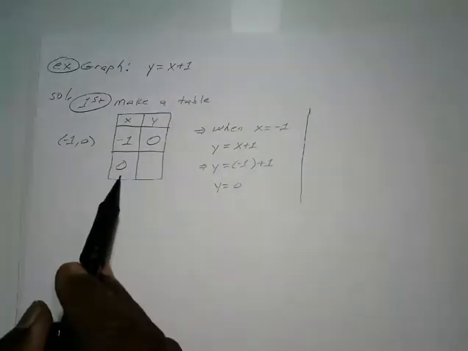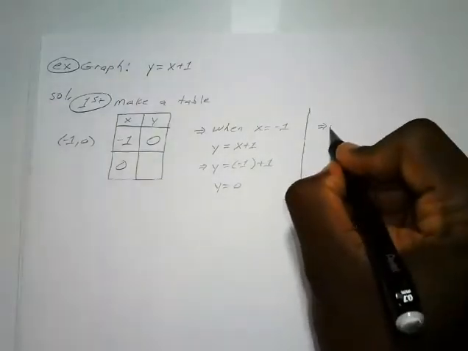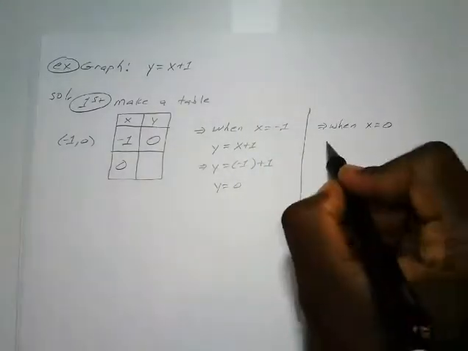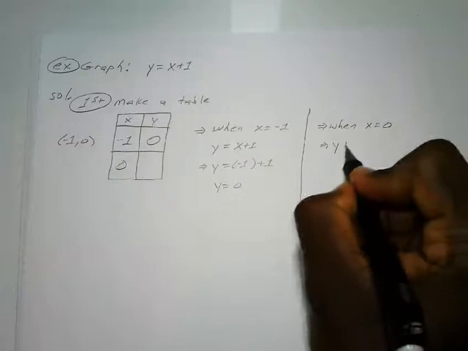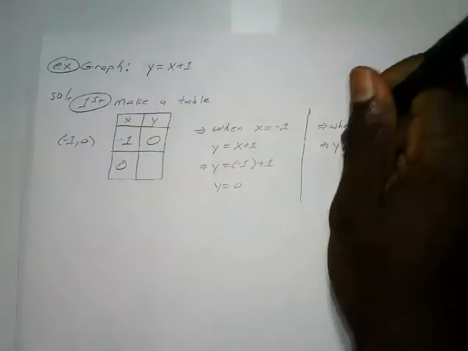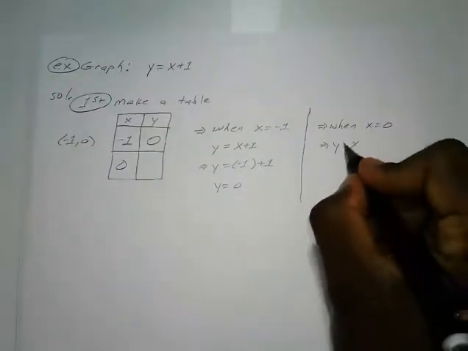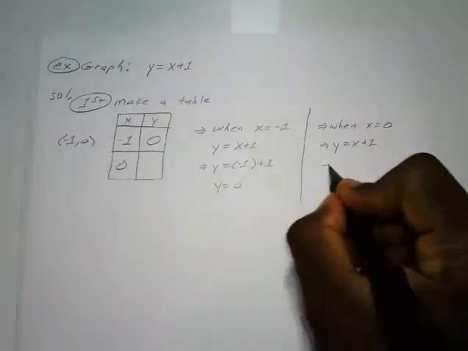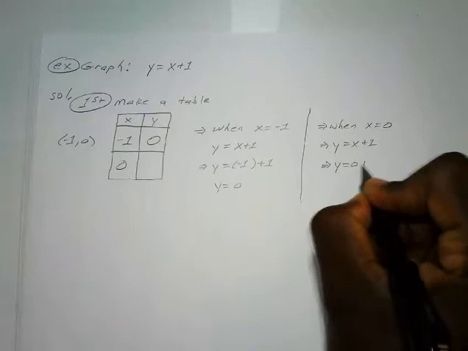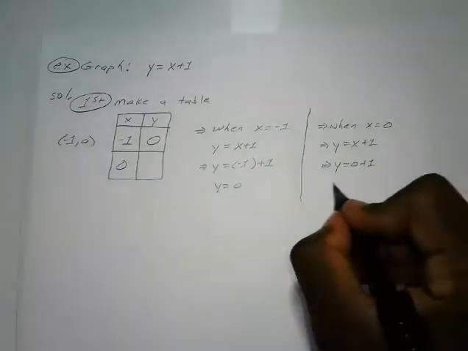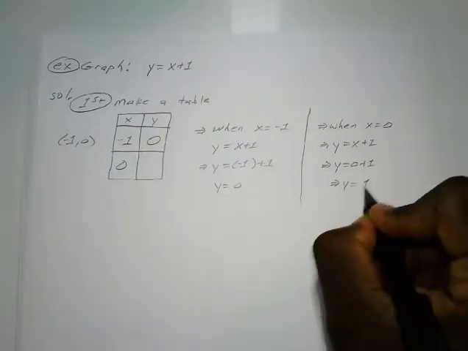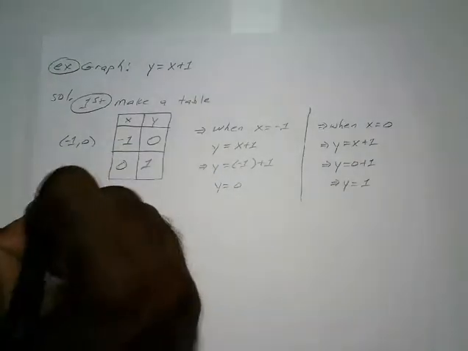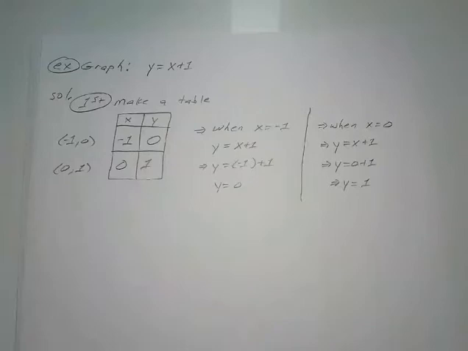And for your second point, you know that x equals 0. When x equals 0, you have, oh, y equals x plus 1. Sorry about that. But we know that x is equal to 0. So that means y equals 0 plus 1, or y equals 1. So we have -1, 0, and we have 0, 1.